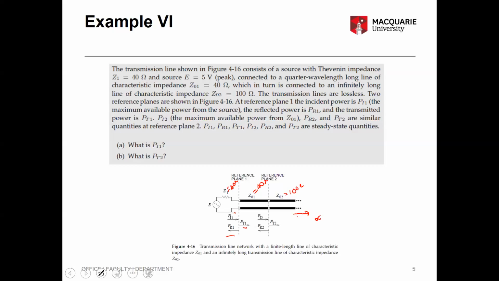So that's transmitted power, reflected power, so this is in terms of power, incident power. At interface 1, the maximum available PI2 is the maximum available power from Z01. PR2 and PT2 are similar quantities at reference plane 2. These are steady state quantities. That means it's not changing. When you connect the source, usually it will have a spike and then settle down. So the question is asking, what is PI1?